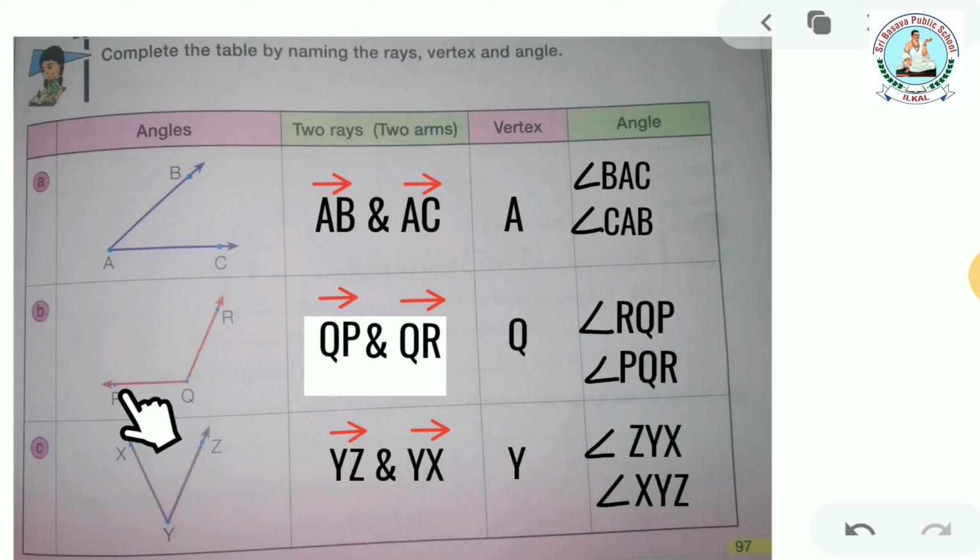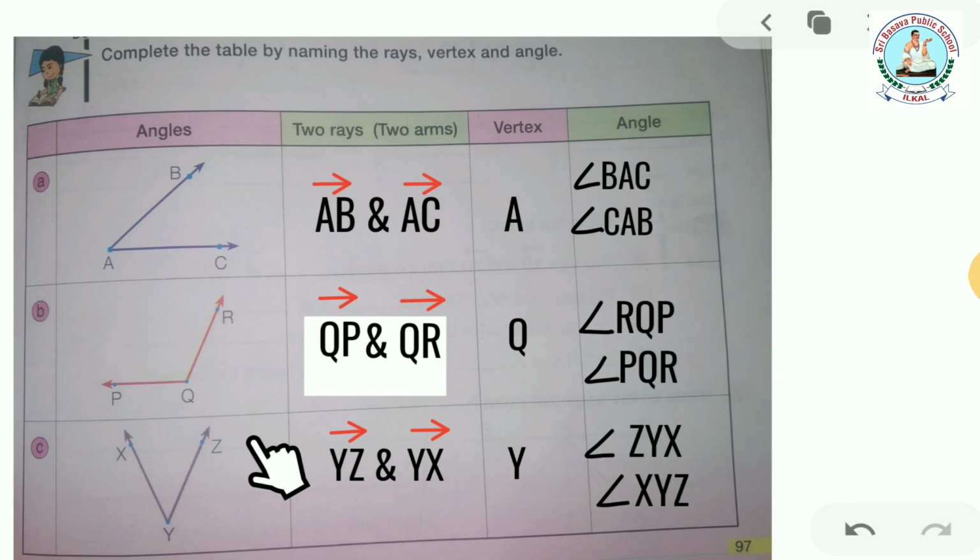Next, yes, QR and QP are the rays of this angle. Q is the vertex, very clear. And how do you name this? It is PQR, one way. Another way is RQP. So we usually represent any angle by using this symbol. All of you have to keep in mind that whenever you are naming an angle, first write the letters and use this angle sign or angle symbol.